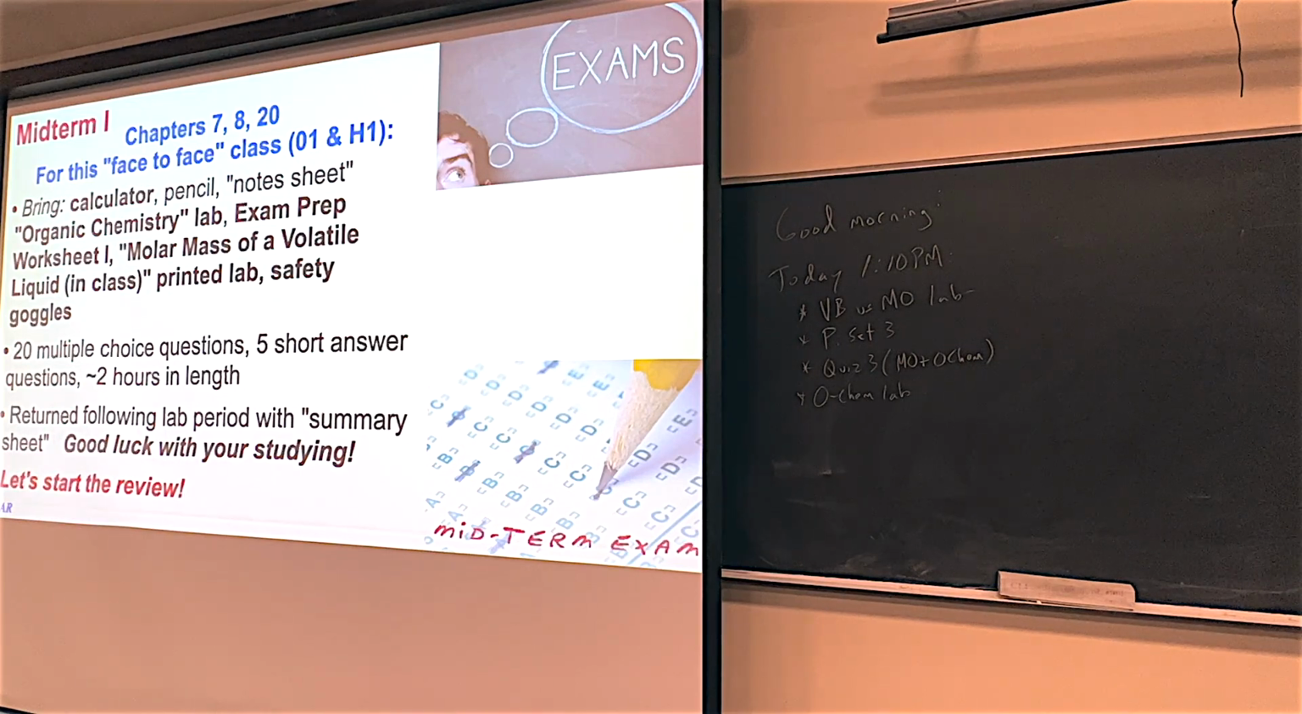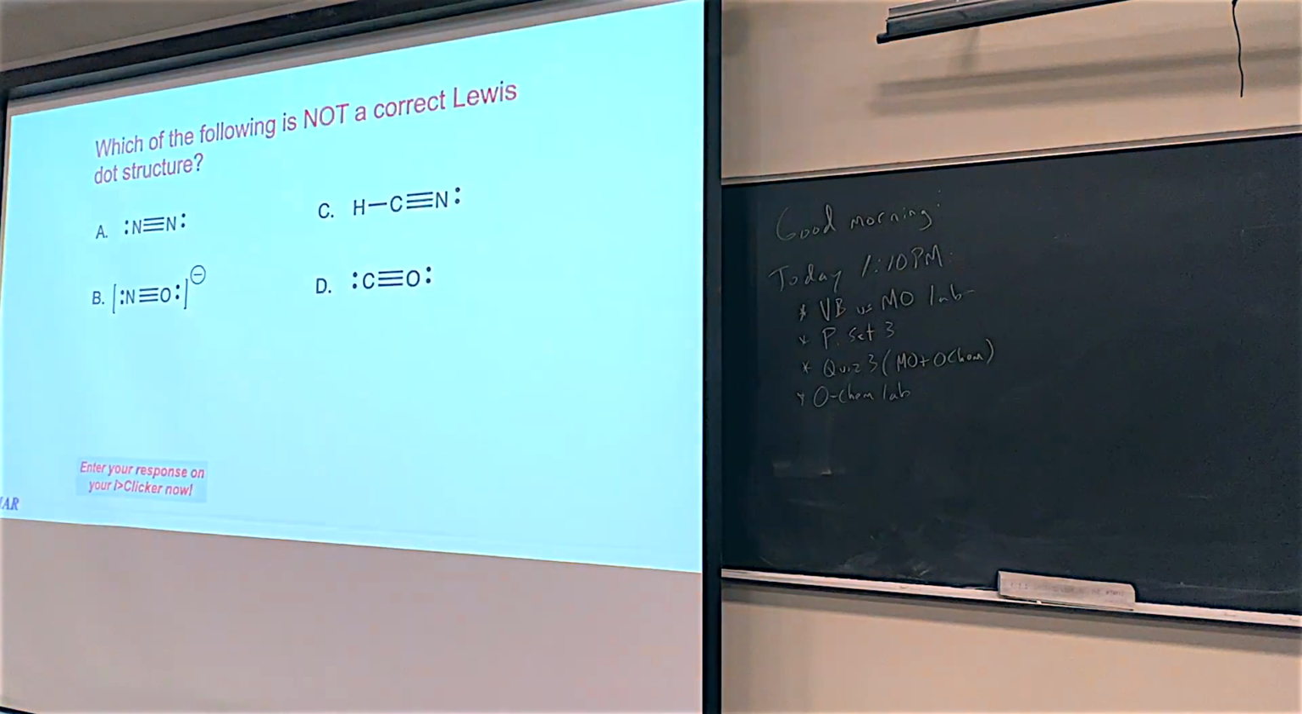Let's do this then. What we'll do is go through a whole series of questions. If you have an iClicker, you can use it, but if you don't, just think about what the answers should be, and we'll go from there. So anyway, this is a Lewis structure question, and it says, which of the following is not a correct Lewis dot structure? See if you can figure out which of those isn't a correct Lewis dot structure. And we'll talk about it here a little bit.